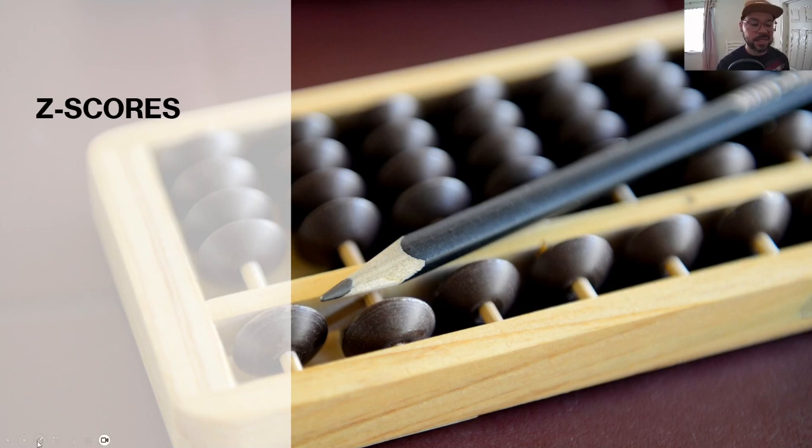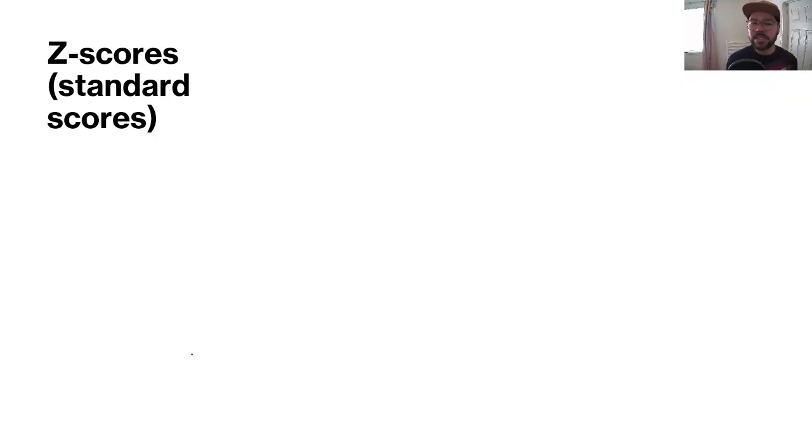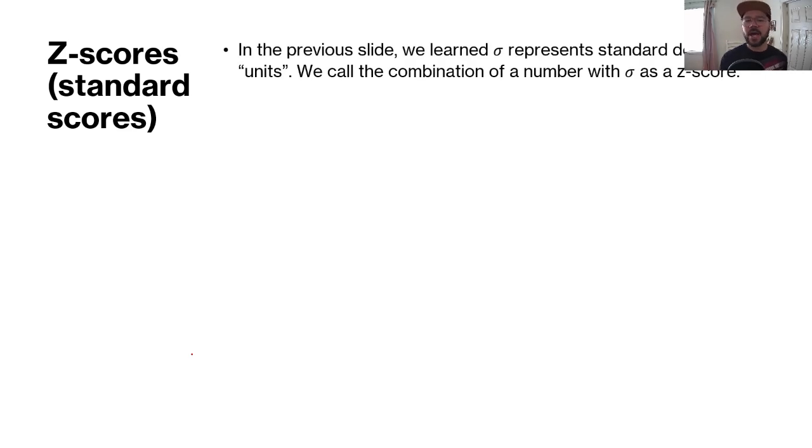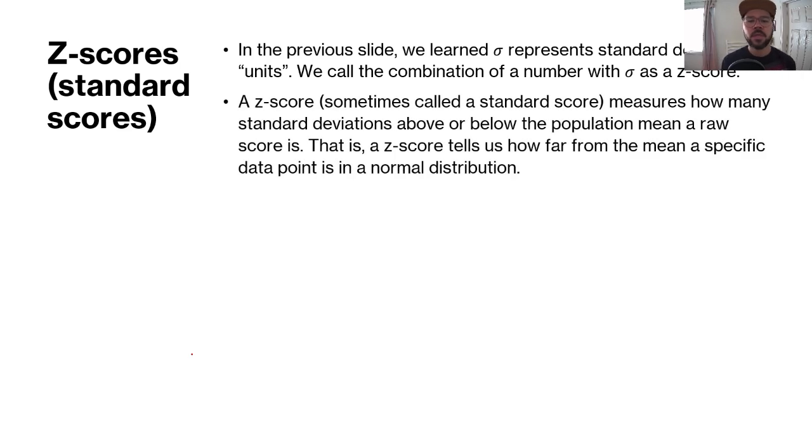We're now going to discuss z-scores. Z-scores can sometimes be referred to as standard scores. In the previous slide, when we were discussing the area under the normal curve, we learned that sigma represents standard deviation units. We are going to call the combination of a number with a sigma a z-score. So a z-score, sometimes referred to as a standard score, measures how many standard deviations above or below the population mean a raw score is.